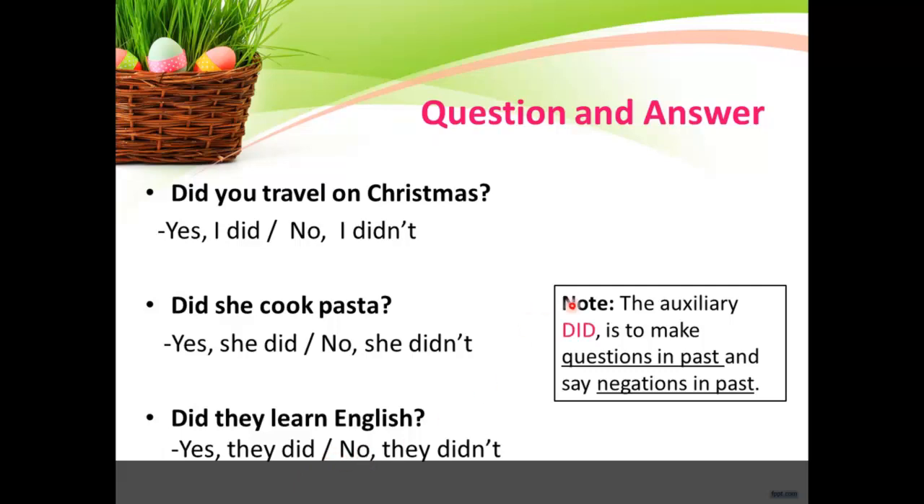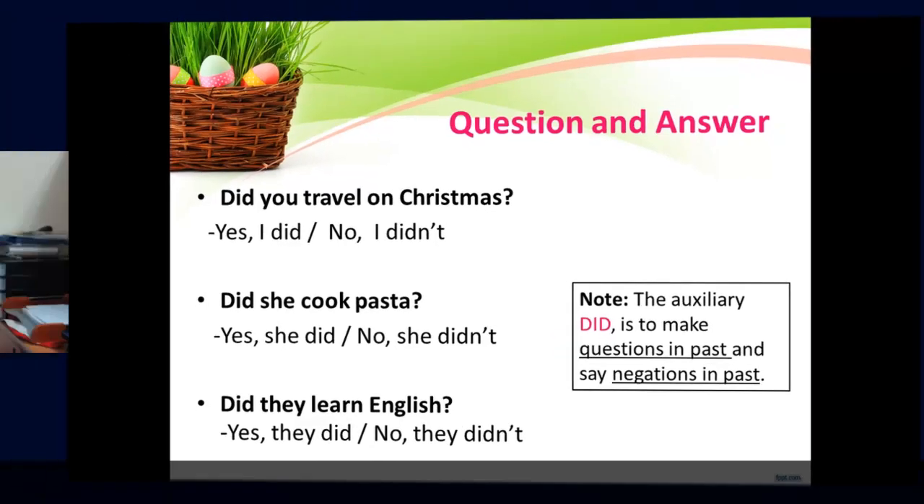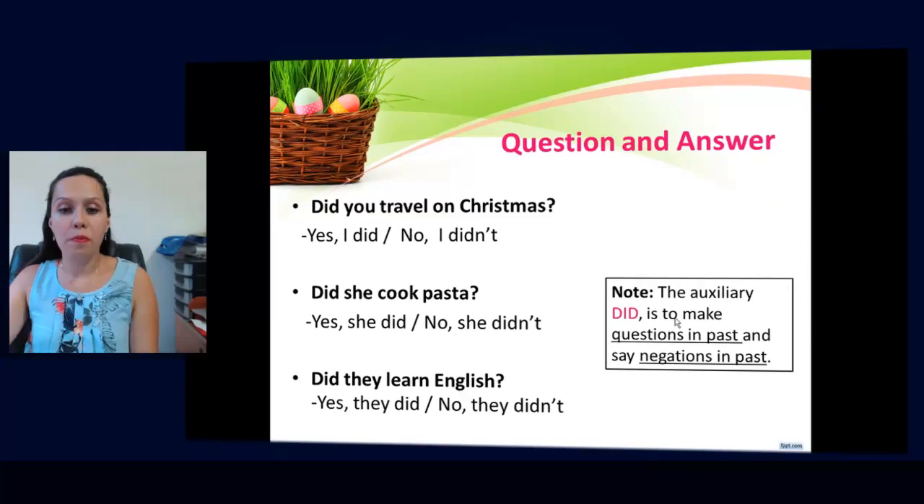So in summary, the auxiliary did is to make questions in past and say negations in past. ¿Cuándo vamos a utilizar este auxiliar did? Tanto para hacer preguntas en pasado como para hacer una negación. Didn't.